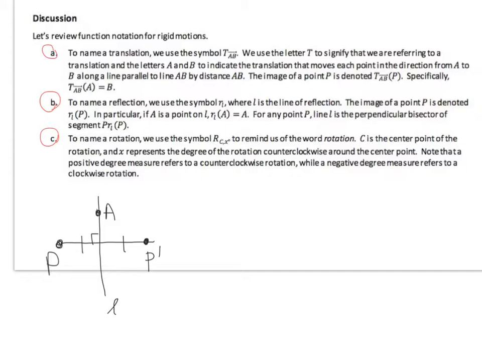To name a rotation, we use the symbol R with small c and x degrees. This is to remind us of the word rotation. C is the center point of the rotation, and X represents the degree of the rotation counterclockwise around the center point. Note that a positive degree measure refers to a counterclockwise rotation, while a negative degree measure refers to a clockwise rotation, or we would just write the letters CW after it.